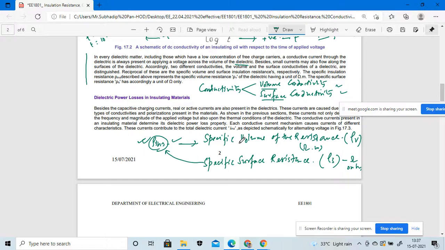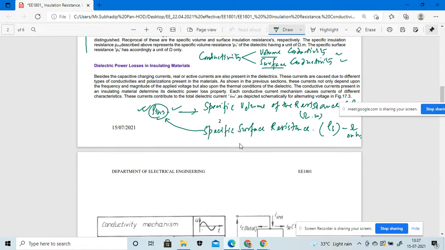For the specific volume resistance, it is rho v, and for the specific surface resistance, it is rho s. The unit for this is ohm meter, and for this one it is ohm. One second, I have a call.